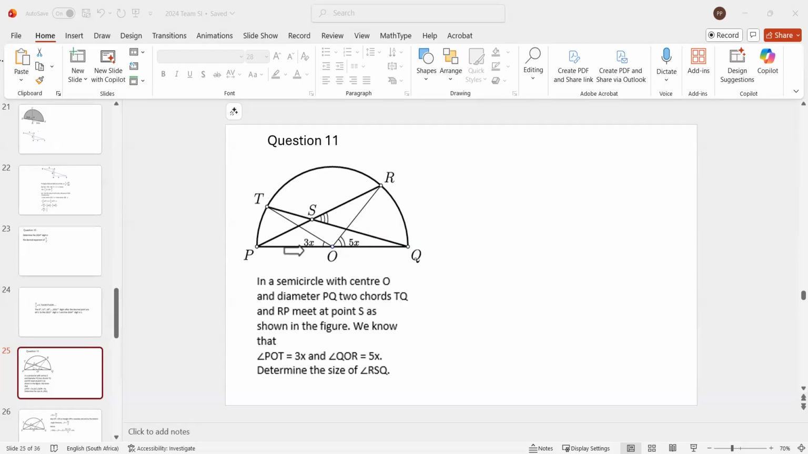And you're given that this angle is 3x, this angle is 5x. And the question is, what is angle RSQ? They say determine the size of RSQ. They don't say it's in terms of x.